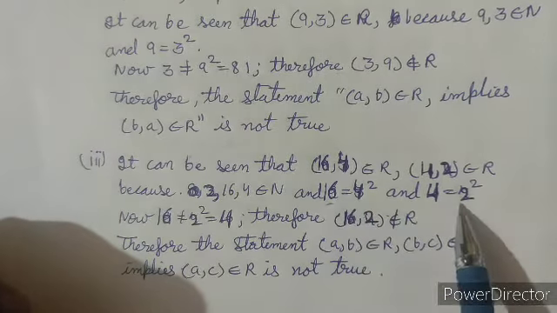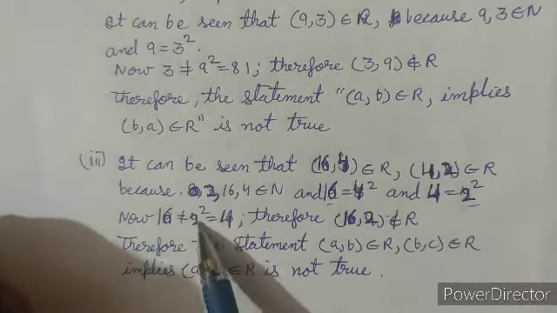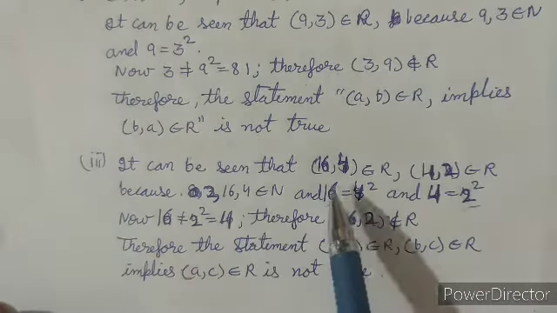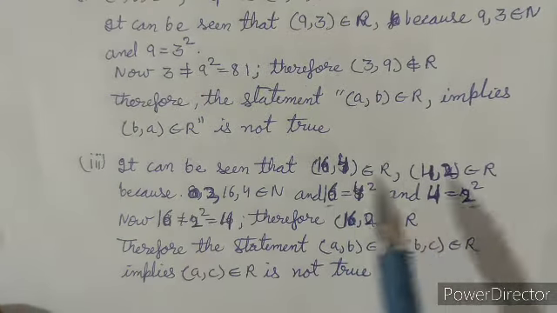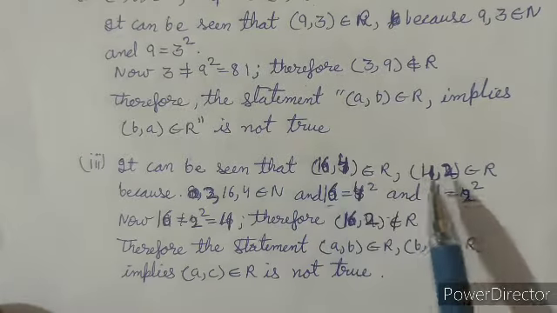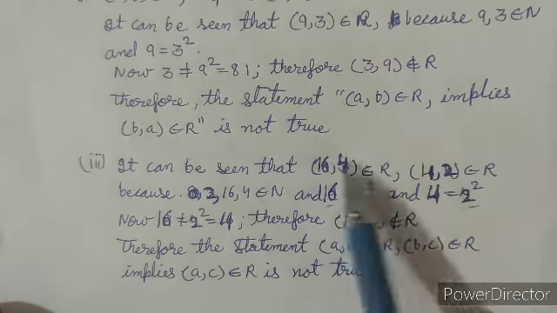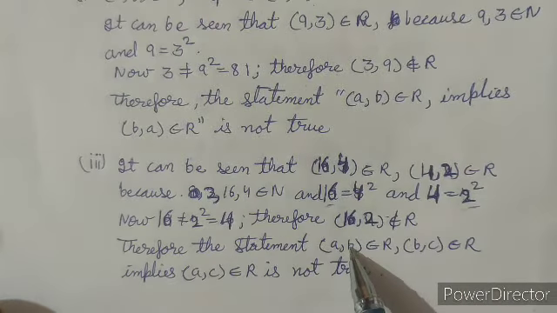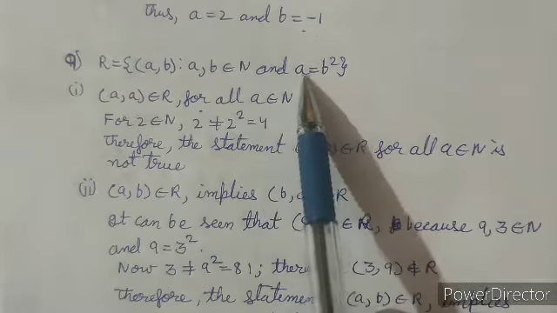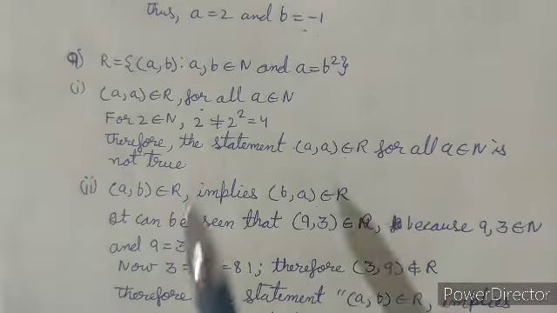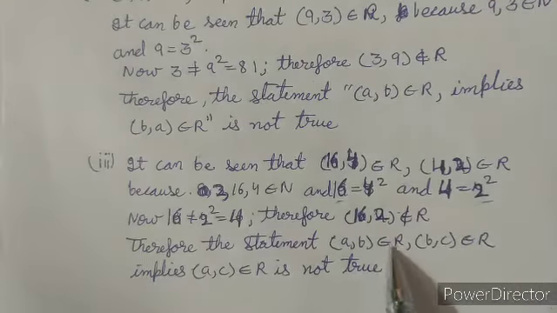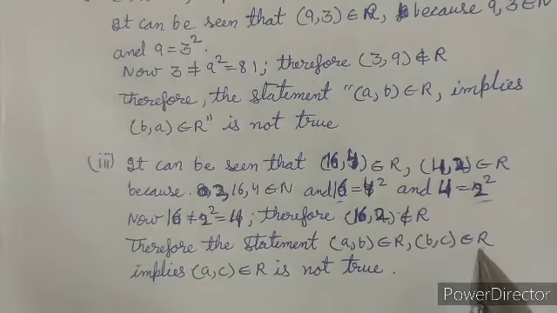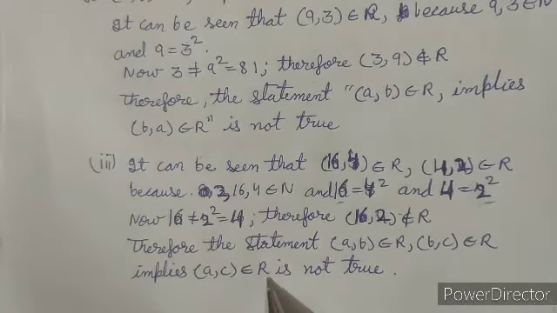Now 16 is not equal to 2 square, which is equal to 4. Therefore (16, 2) doesn't belong to R. That means for (16, 4) and (4, 2) belongs to R, (16, 2) doesn't belong to R, as it does not satisfy the relation which is a should be equal to b square. That means the statement (a, b) belongs to R and (b, c) belongs to R implies that (a, c) belongs to R is not true.